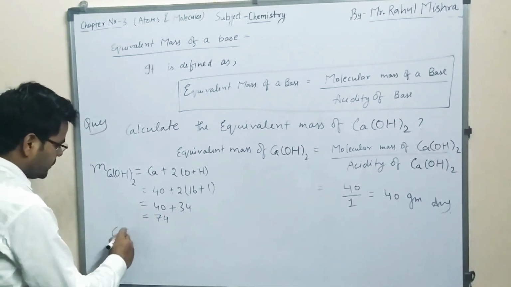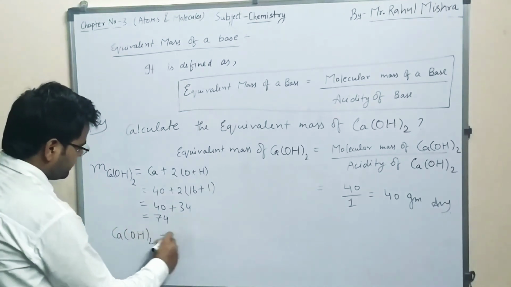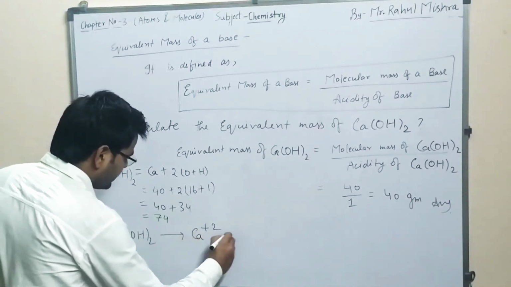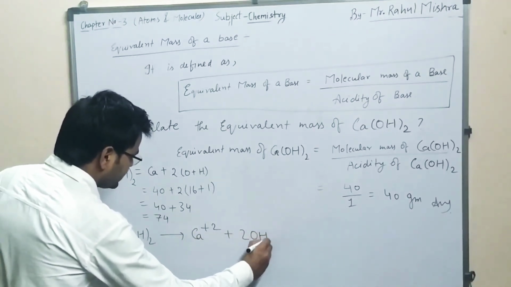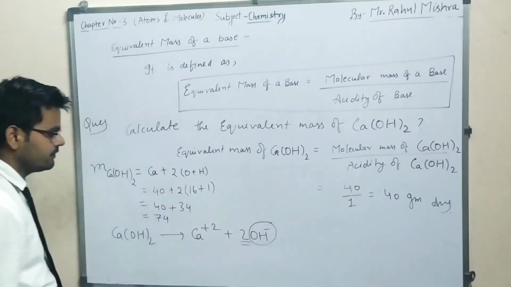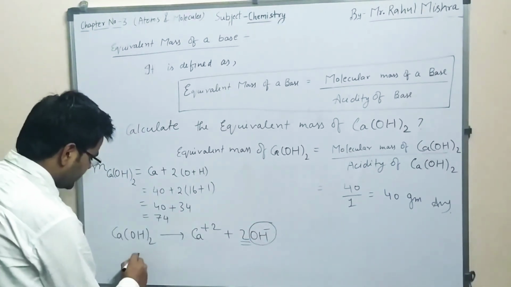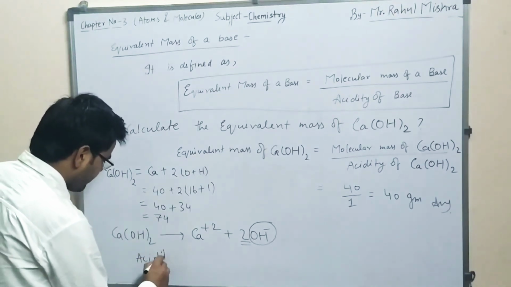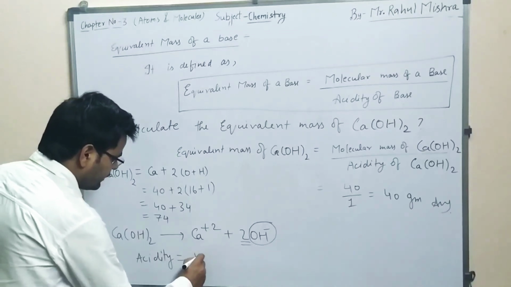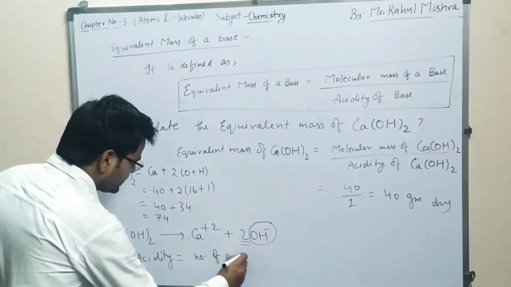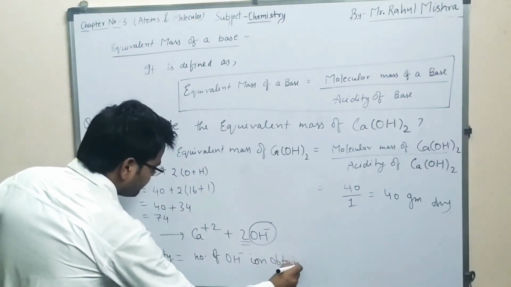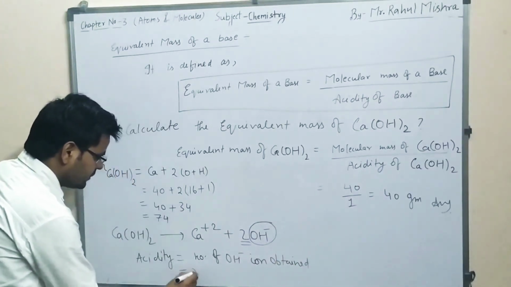Now we will calculate the acidity of Ca(OH)2. So Ca(OH)2 will give Ca 2 plus ion and 2 OH minus ions. So how many OH minus ions are obtained? It is 2. So the acidity of Ca(OH)2 is equal to the number of OH minus ions obtained, and it is equal to 2.